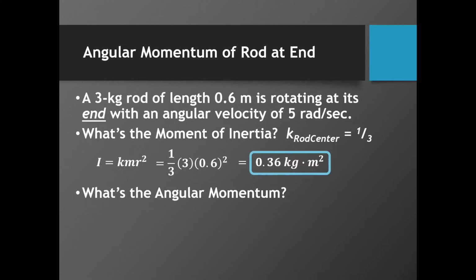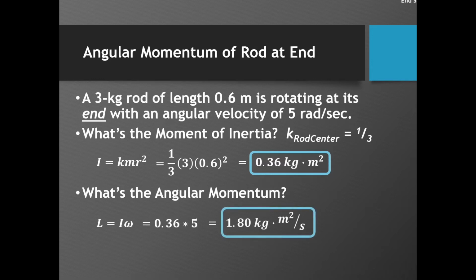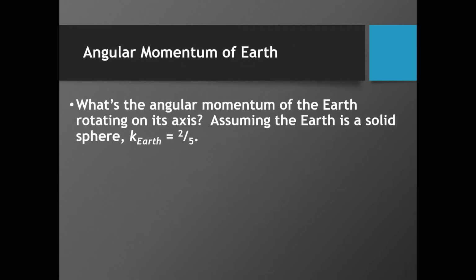Now, since the moment of inertia changed, that means the angular momentum is going to change. We take that 0.36 times 5, we get 1.80 kilograms meters squared per second. Now, an increase in moment of inertia gives us an increase in angular momentum. All right, so what is the angular momentum of the Earth as it's rotating on its axis?